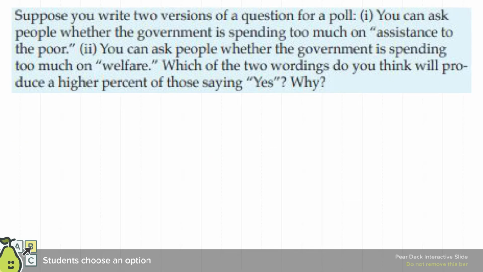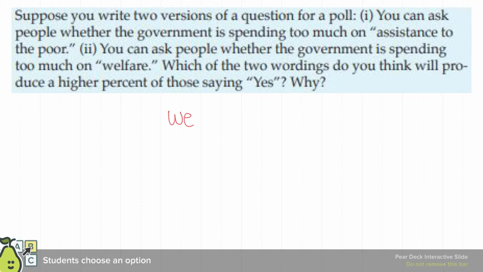Our second example, suppose you write two versions of a question for a poll. You can ask people whether the government is spending too much on assistance to the poor, or you can ask people whether the government is spending too much on welfare. Which of the two wordings do you think will produce a higher percent of those saying yes? Why?